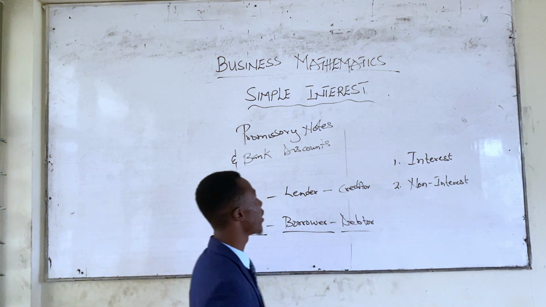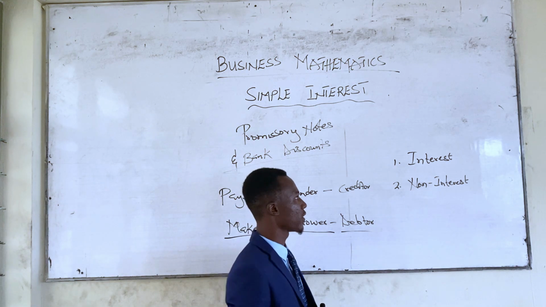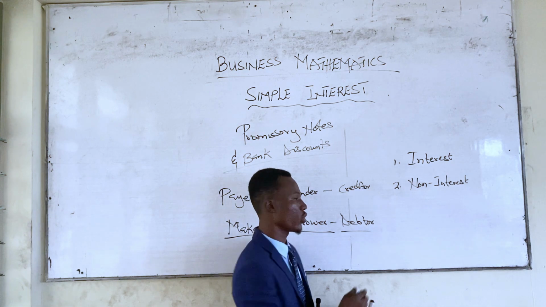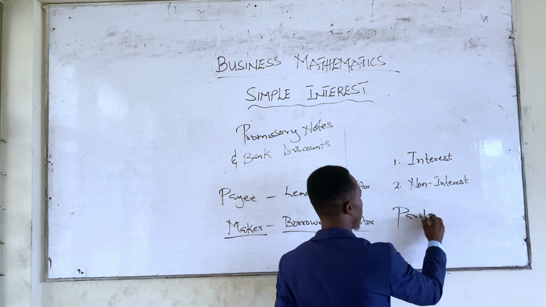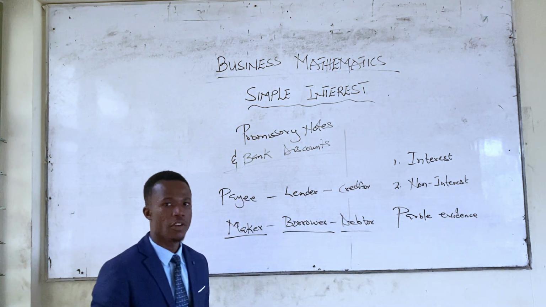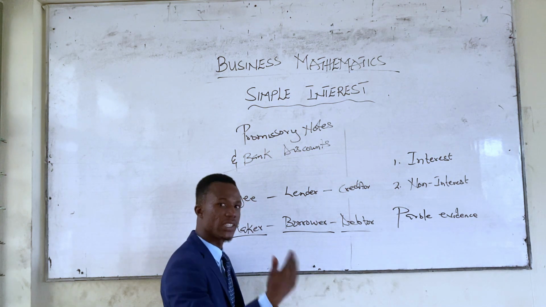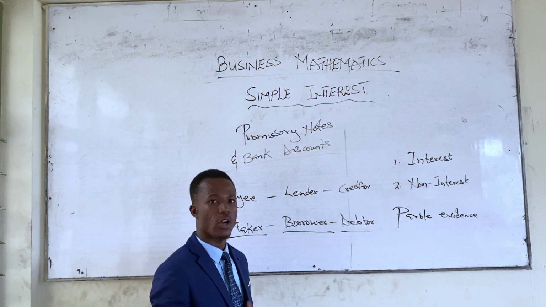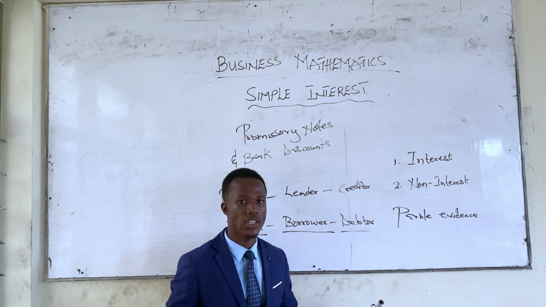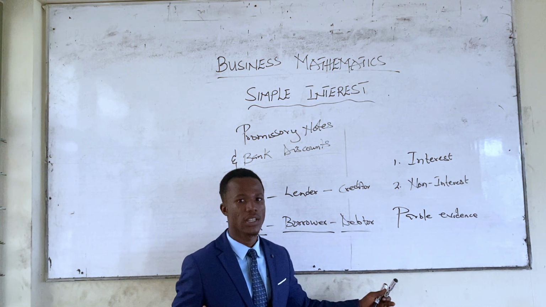The more reason why we make promissory notes is that in law we have something we call parole evidence. Parole evidence is this: if we have an agreement that is only verbal and one party breaches the agreement, the court will just rule in favor of the one who even breached, because there is no written document to testify that there was an agreement. I hope you get it.